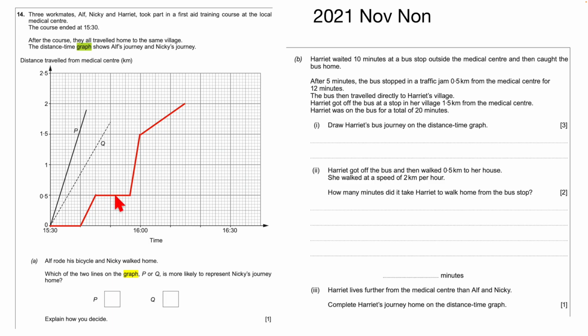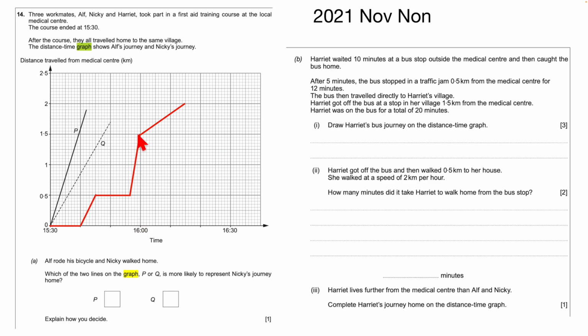And it's in a traffic jam for 12 minutes. So that's 5, that's going to be 10, and another 2 is going to be 12. Then the bus travels directly to Harriet's village. Harriet got off the bus at her stop, 1.5, so that's somewhere here, 1.5 from the medical centre. She was on the bus for a total of 20 minutes. So she got on then, 10 minutes, 20 minutes, she got off there.